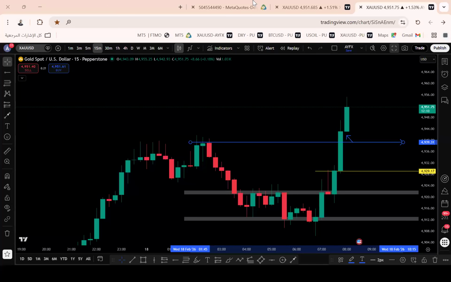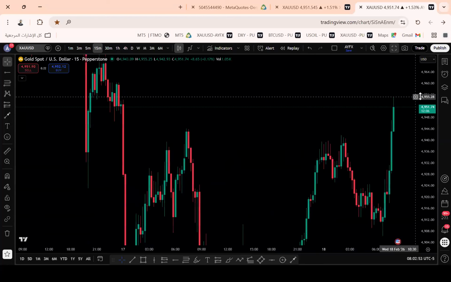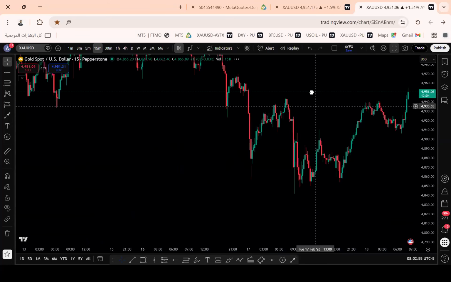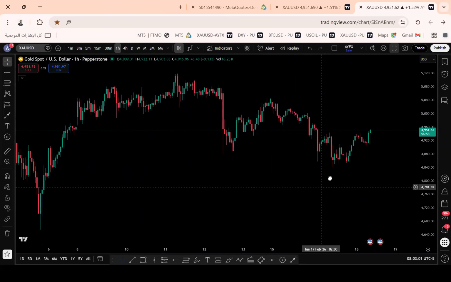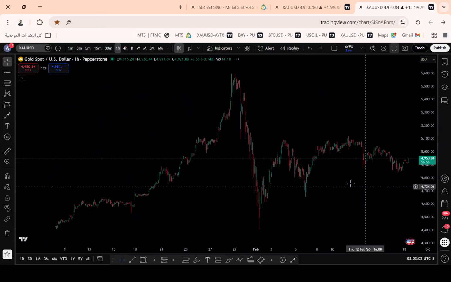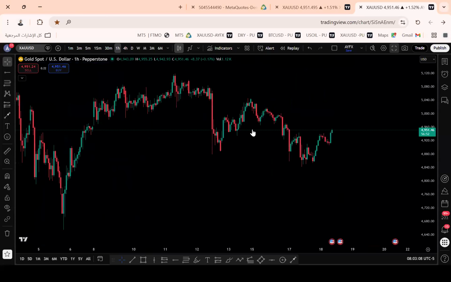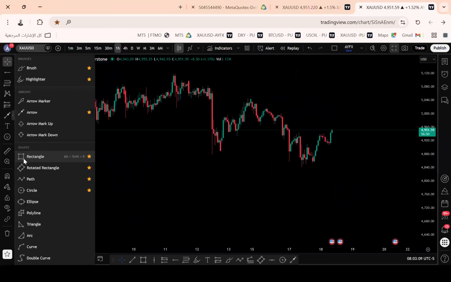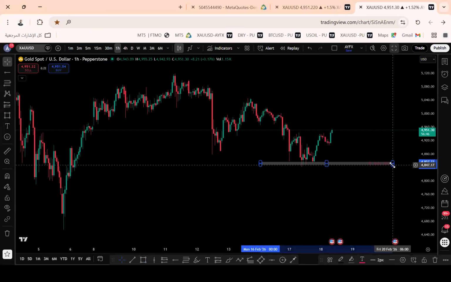Now, if you would like to identify support and resistance levels, what you can do simply is go for a long time frame, as you can see here. What you need to care about is the recent support and resistance level. So this is what's happening on the gold at the moment, right? Now, support is just a zone. As you can see here, there is a zone here.